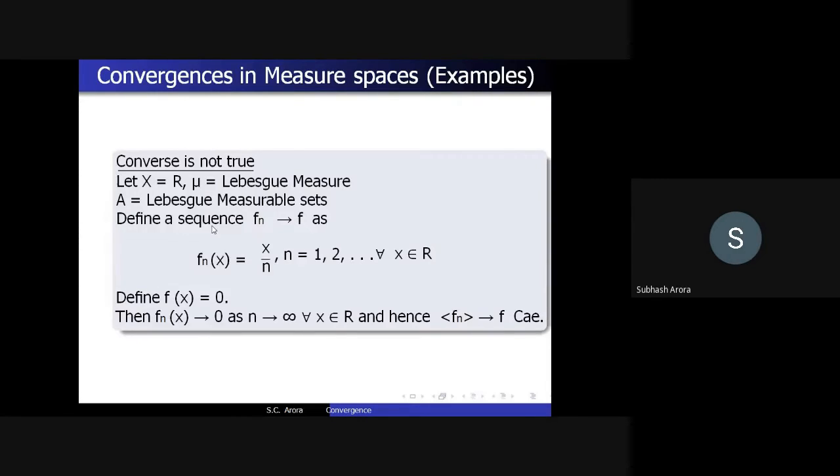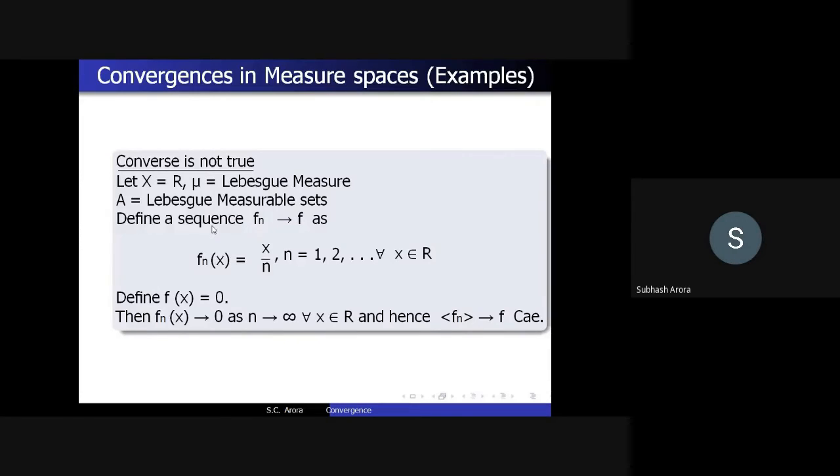Third implies fourth. Convergent almost everywhere. However, the converse is not true. That is, convergence almost everywhere may not imply almost uniform convergence.